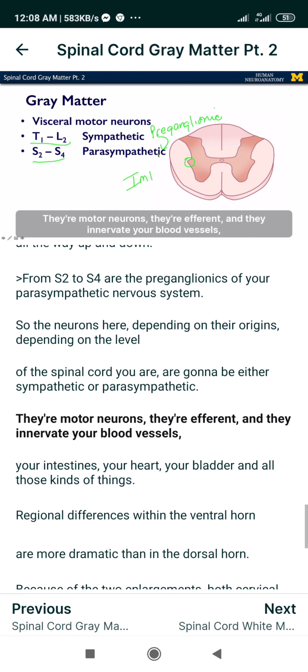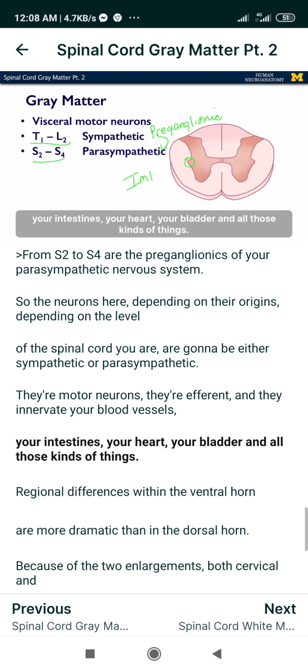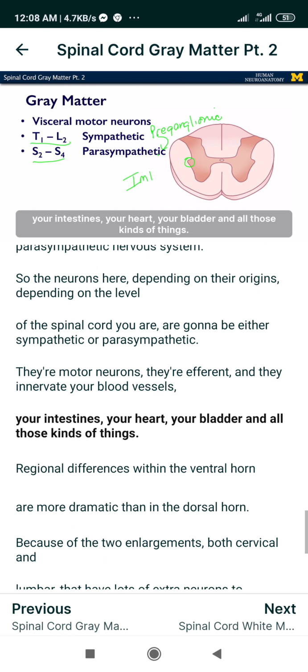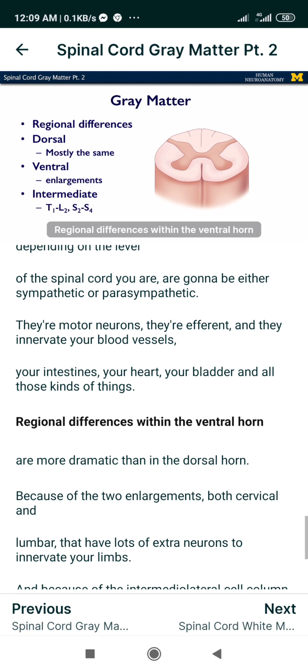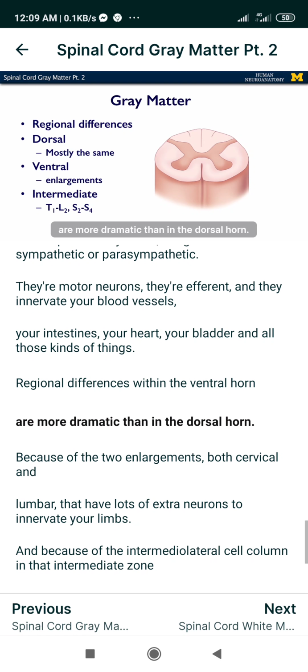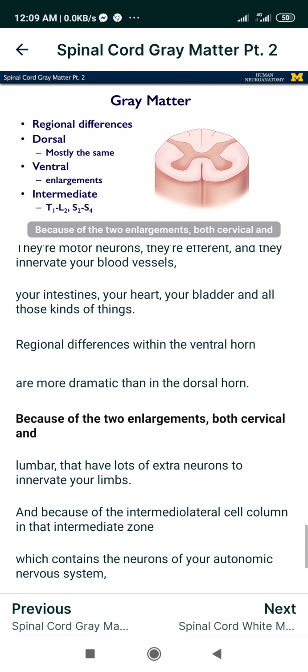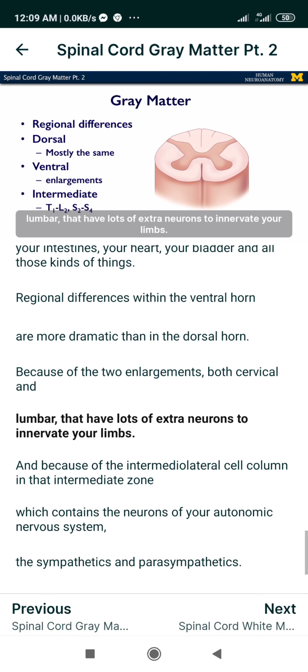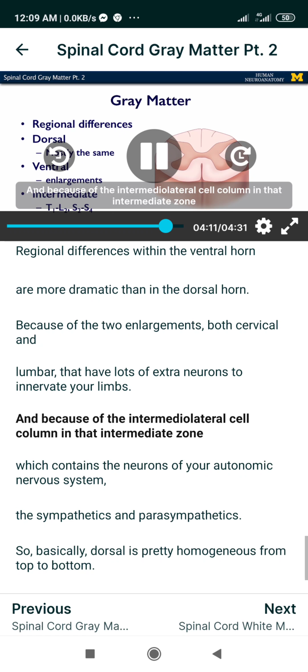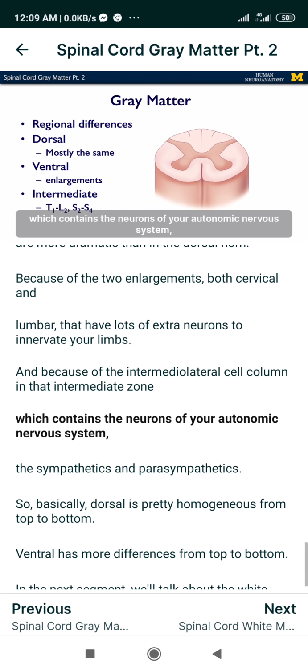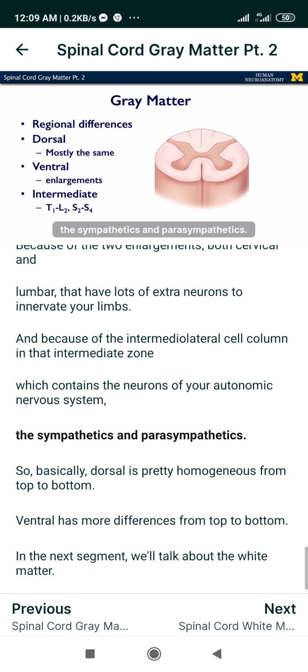They're motor neurons, they're efferent, and they innervate your blood vessels, your intestines, your heart, your bladder, and all of those kinds of things. Regional differences within the ventral horn are more dramatic than in the dorsal horn because of the two enlargements, both cervical and lumbar, that have lots of extra neurons to innervate your limbs, and because of the intermediolateral cell column in that intermediate zone, which contains the neurons of your autonomic nervous system, the sympathetics and parasympathetics.